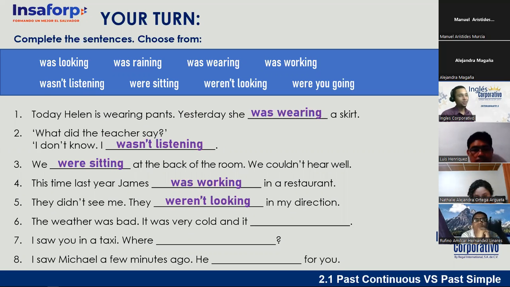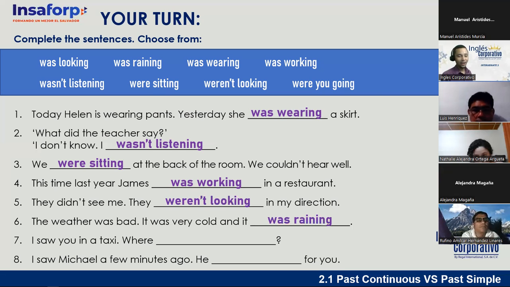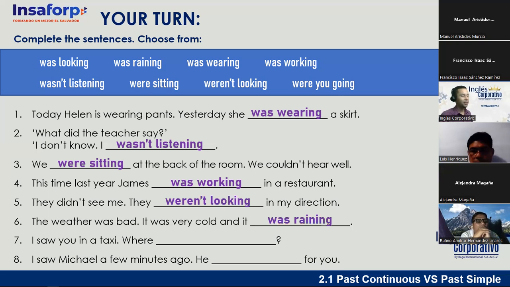Alejandra, we'll take number six, please. Okay. The weather was bad. It was very cold and it was raining. Okay. Very good. Thank you, Alejandra. Number seven, who wants to participate? Francisco Isaac.